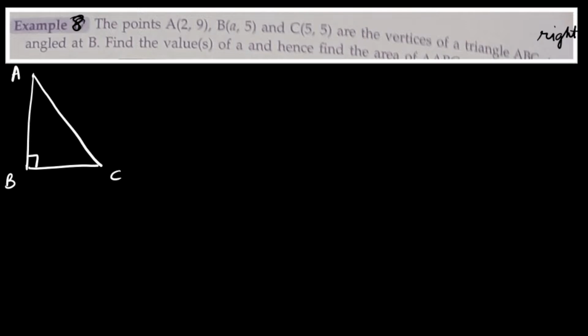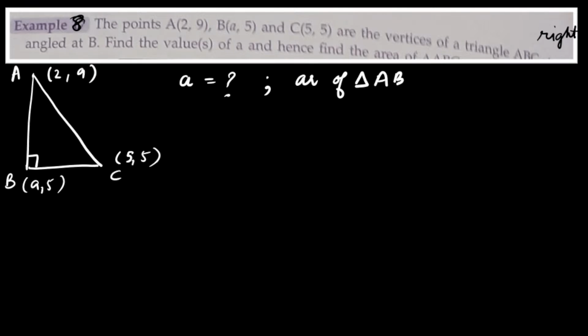So coordinates of ABC are given to us. What are the coordinates of A? A is 2, 9. B's coordinates are a, 5 and C's coordinates are 5, 5. We have to find the value of a. First of all, we have to find the value of this small a, and here it's missing. So I'll write here, hence find the area of the triangle. So two things we have to find. First of all, this unknown coordinate a we have to find. Then we have to find the area of triangle ABC.